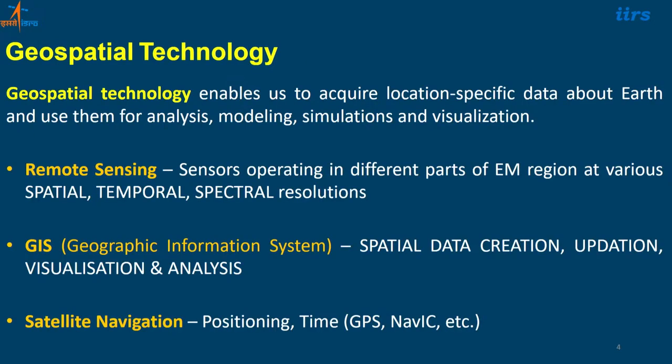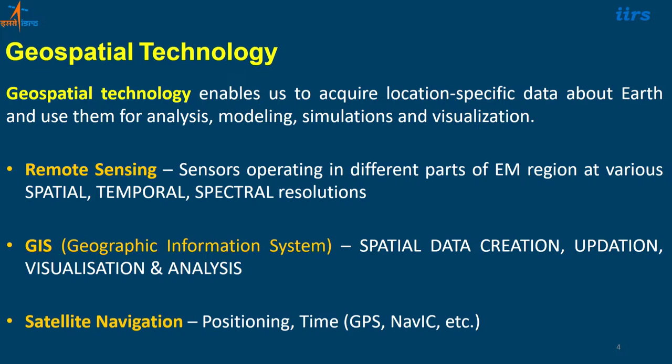When we talk about geospatial technology, it enables us to acquire location specific data about the earth and use it for analysis, modeling, simulations and visualization. The data needs to be location specific, meaning the data should have latitude and longitude information along with it. Then we call it geospatial data. So how we can use it for analysis, what kind of modeling we can perform on top of that data, some simulations and some visualizations.